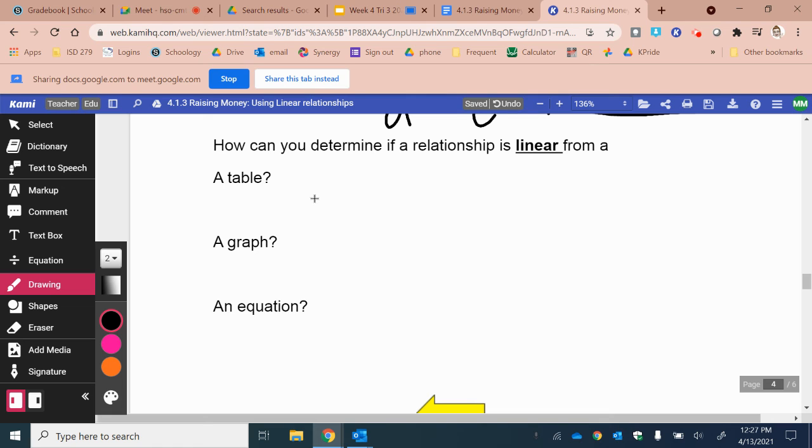Then finally, you're going to try to talk about how do you determine if a relationship is linear from a table, a graph, and equation. So how do you know it's going to make a straight line? And I think from a graph, that'll be pretty easy, but how do you know it from a table? And how do you know it from an equation? That's going to be pretty difficult to express in words sometimes. So maybe start by writing some of the equations that you have and showing how you know that those are linear.